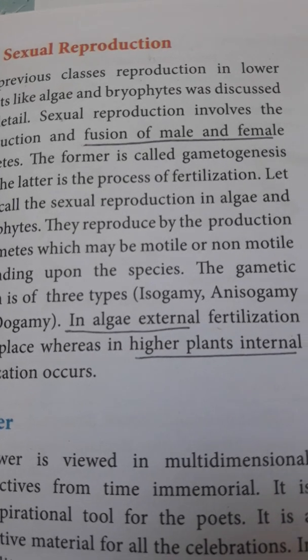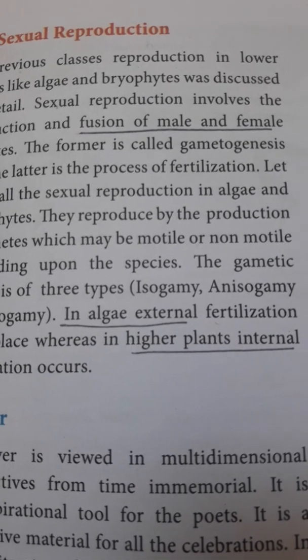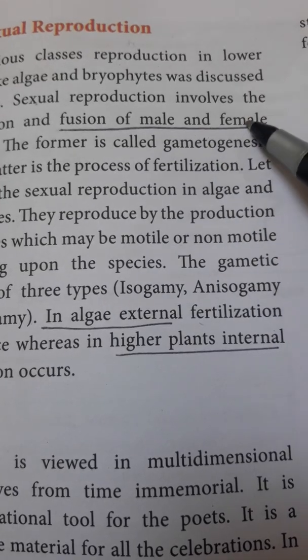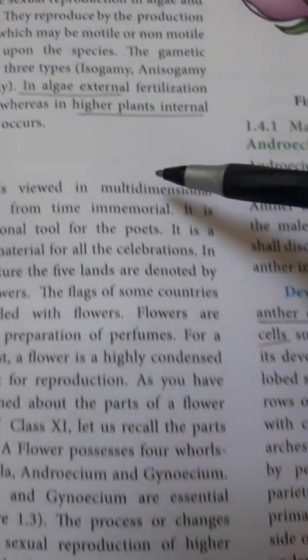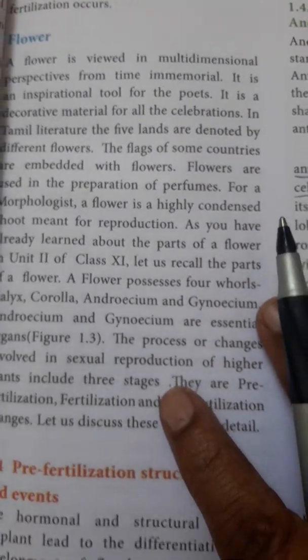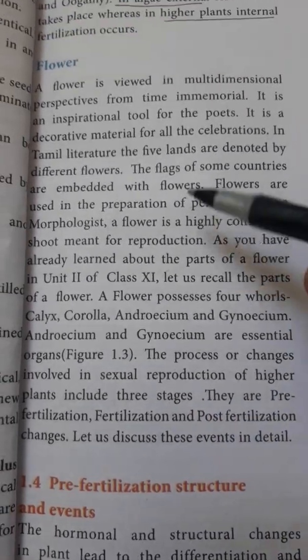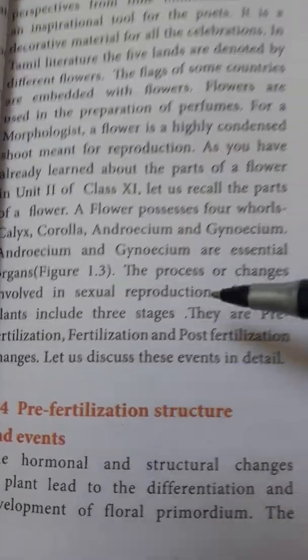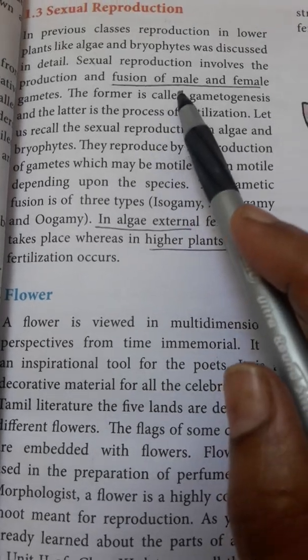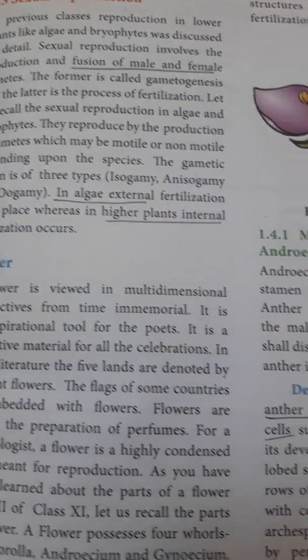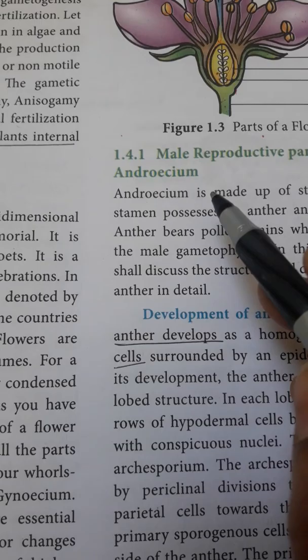Good morning, students. Let us continue with sexual reproduction. Fusion of male and female gamete is known as sexual reproduction. We already started and learned the structure, the parts of a flower. Now, the fusion of male gamete and female gamete. We are going to learn the development of male gamete.